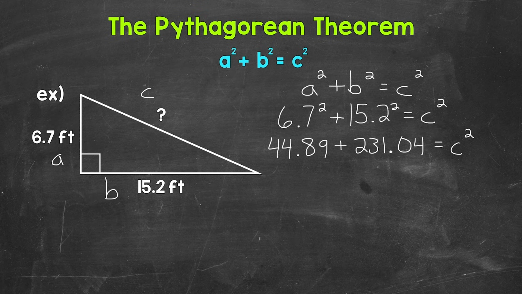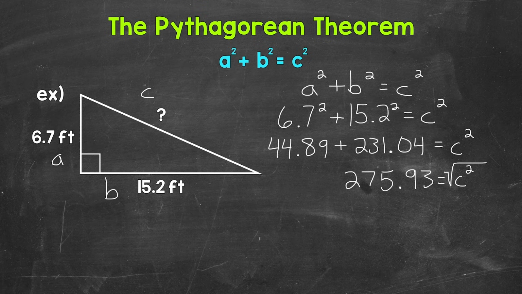So 44 and 89 hundredths plus 231 and 4 hundredths. That gives us 275 and 93 hundredths equals C squared. Now we need to isolate C and figure out what C equals. Since C is being squared, we can isolate C by taking the square root of C squared.